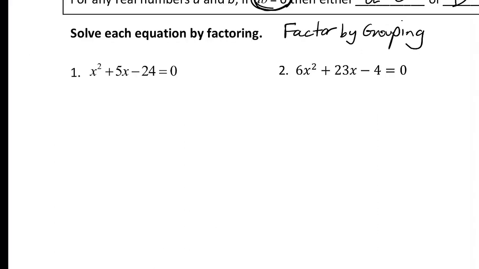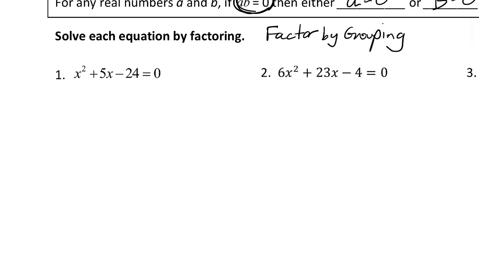Let's look at this first one. Solve each equation by factoring. So to factor by grouping, we're going to take the a value, which is 1, the b value, which is 5, and the c value, which is -24. We'll set up our work a little x like this, and in the top of the x we multiply the a and the c, in the bottom of the x we place the b. So a times c is 1 times -24, and then the b is 5.